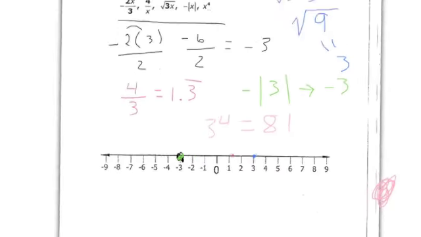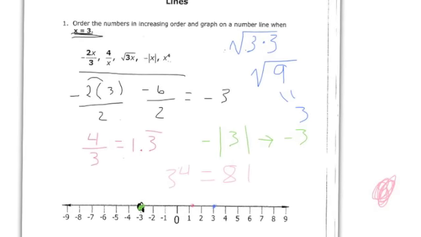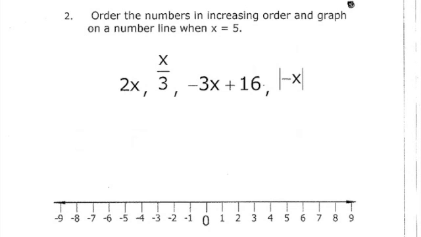Alright, so that's the first page. That's how we handle ordering numbers on number lines. Take a break if you want to. I think we've got one more example after this. Alright, let's try another real quick. This is the same stuff, but instead of putting a 3 in there, we've got a 5.